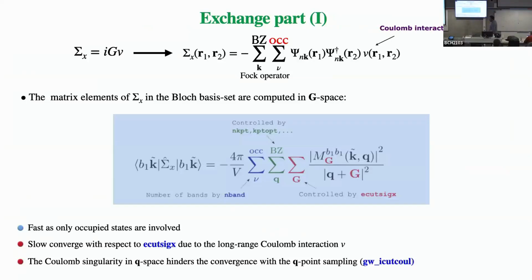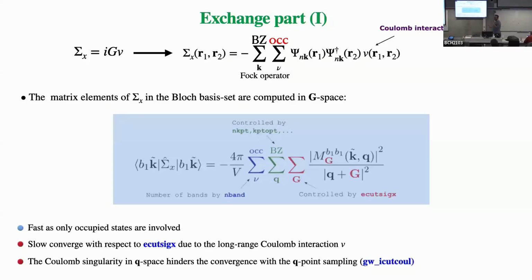As concerns the computation of the exchange part, sigma X is simply given by G times v, and if you do the math, what you get is the Fock operator. The main difference is that it is the Fock operator computed with Kohn-Sham functions. If you express all these terms in Fourier space, this is what we get. We have a sum over valence states, over q points in the full Brillouin zone, and another sum over G, and the number of G's is controlled by this variable.